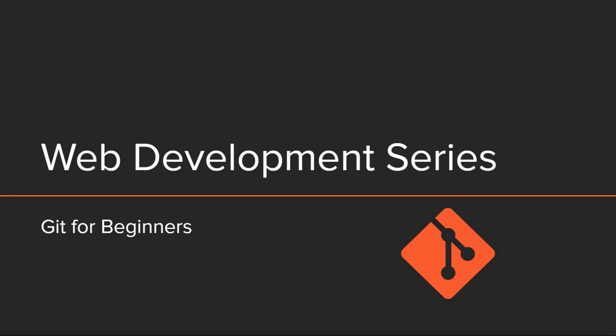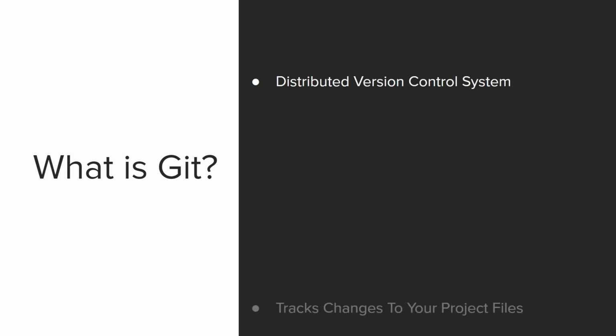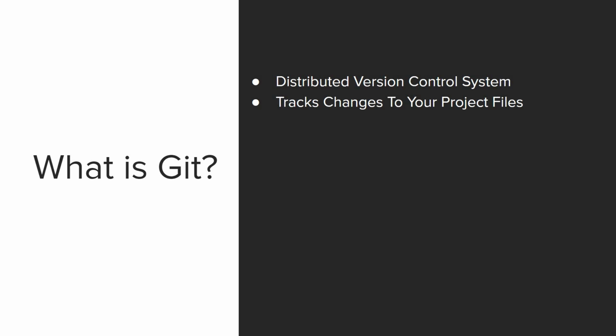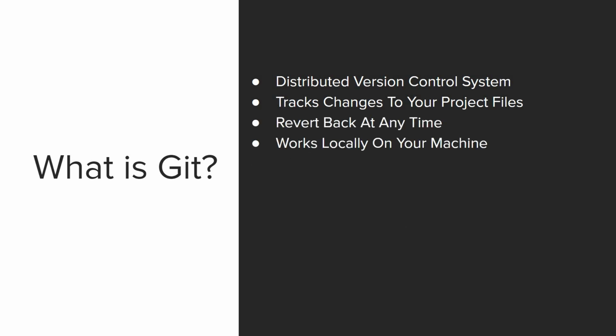In this video, we'll go over the basics of Git. So I'm assuming that you have no idea what Git is. Let me tell you. Git is a free and open source distributed version control system. It tracks file changes within your project. You can revert back to any version at any time and works locally on your machine. But it can be pushed to a remote repo or repository, such as GitHub.